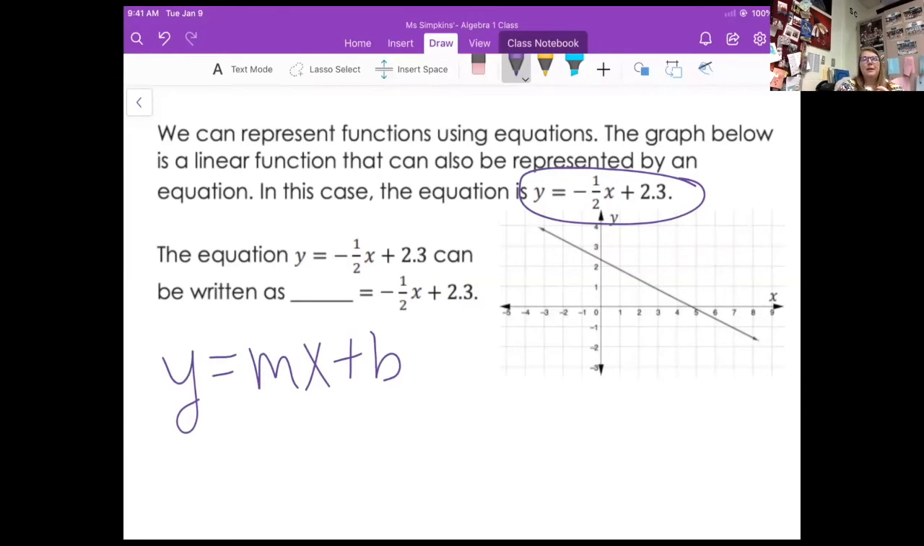Someone asked me second period where function notation comes from. That's one of those questions that I don't have the answer to. I can try and look it up during lunch, but I didn't have time second period.